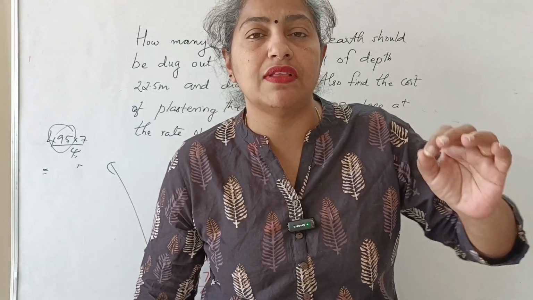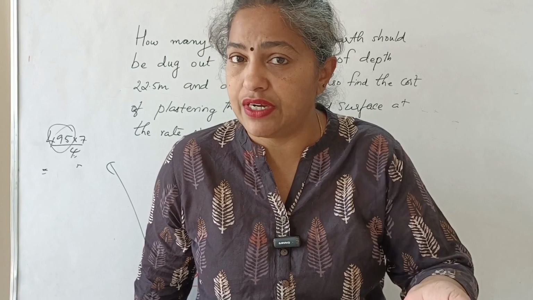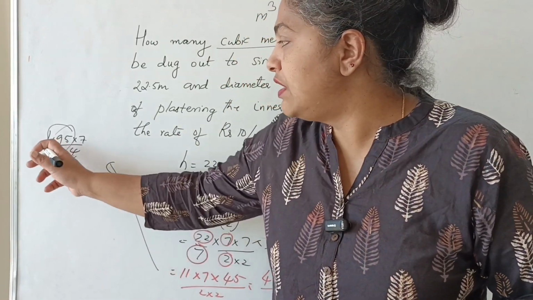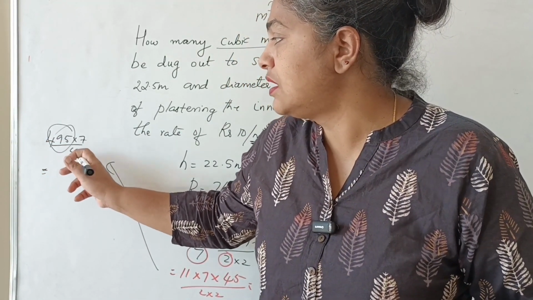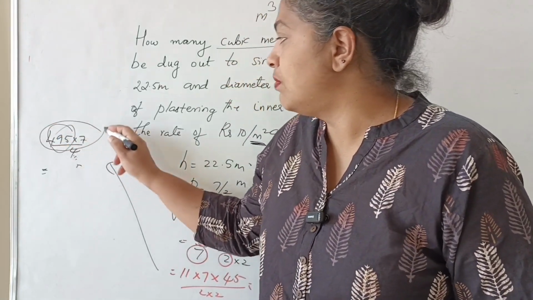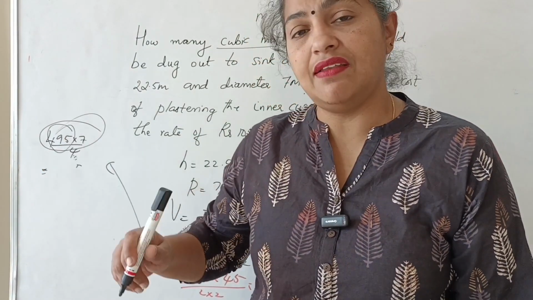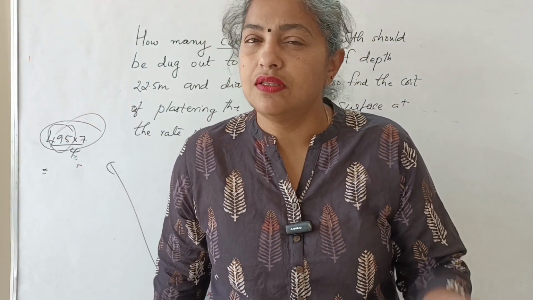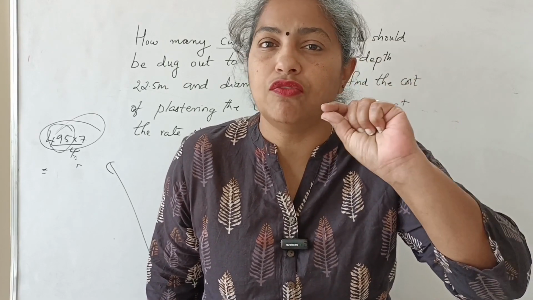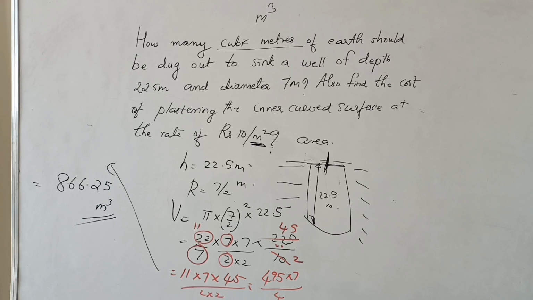Now how much of deviation is allowed in your particular answer sheet or with your particular teacher, I have no idea. So always when you feel that the denominator cannot divide the numerator properly, multiply the numerator completely. So I would multiply 495 and 7 and then divide by 4. These are small things that you should take care of when you are doing calculations. Okay. So you will finally get the answer as 866.25 meter cube.